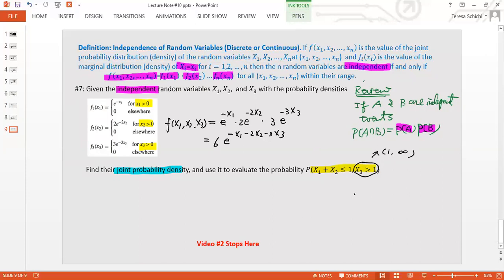This is typically where students get lost. So when you do the integration, you graph it. This is x1, this is x2. By itself, x1, x2 would be the whole first quadrant, right? So let's say x1 plus x2 is less than or equal to 1. It's a line here. Let's say x1 equals 0, x2 equals 1, and x2 equals 0, x1 equals 1, right? So this line here is x1 plus x2 equals 1.